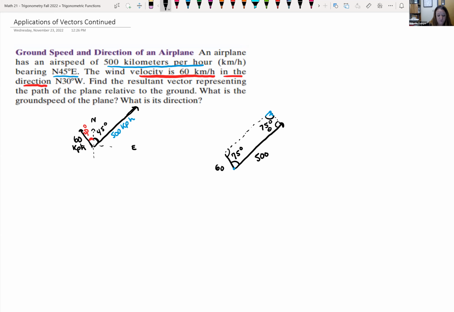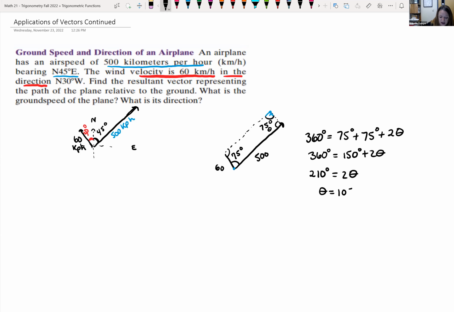I know the sum of all four of my angles is 360 degrees for a parallelogram. So I have 360 degrees equals 75 degrees plus 75 degrees plus theta plus theta, which is 2 theta. So 360 degrees equals 150 degrees plus 2 theta. Subtract 150 degrees, and we get 210 degrees equals 2 theta. Divide both sides by 2, and I get theta equals 105 degrees.